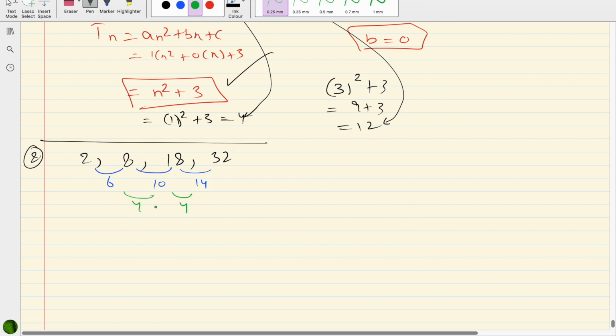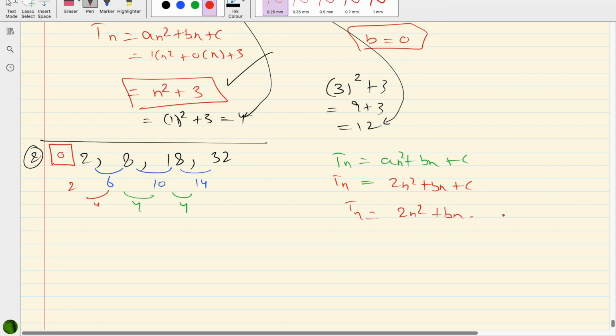Now I'll be a little quick. Tn is equal to an square plus bn plus c. A is half of second difference. So 2n square plus bn plus c. Now c is the 0th term. So we're coming back by 4. This is 2. 2 minus 2 is 0. So Tn is equal to 2n square plus bn. Done. A done. C done.